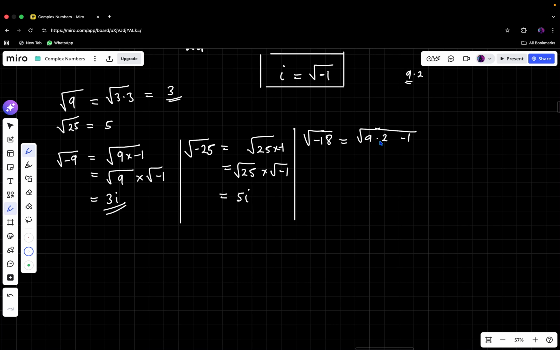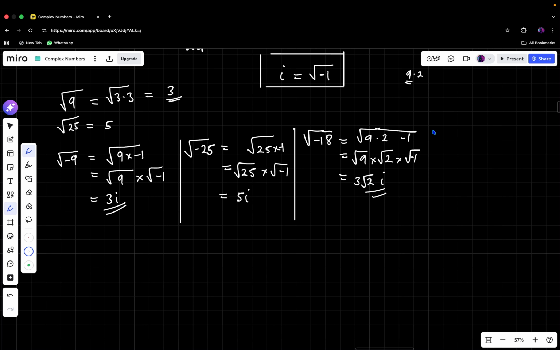So if you check this out, 9 times 2 is 18. 18 times minus 1 is negative 18, which is what we still have here. So you can now further break this down. Remember, like we broke this down to square root of 9 times square root of 2 times square root of negative 1. So this square root of 9 is 3, square root of 2, leave it as square root of 2, and then square root of negative 1 would just be I. So this will be our final answer: 3 root 2, and then I.